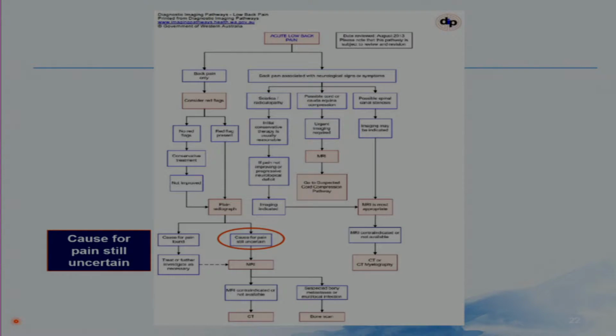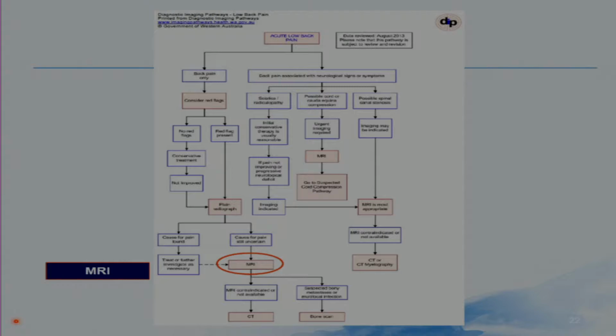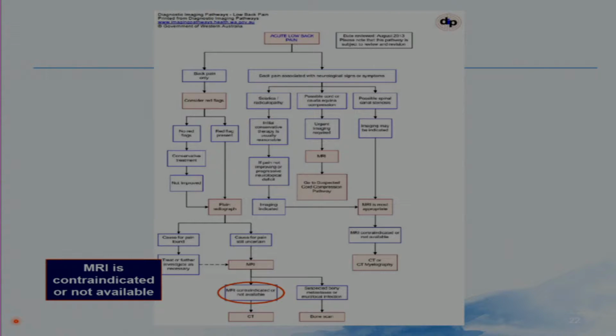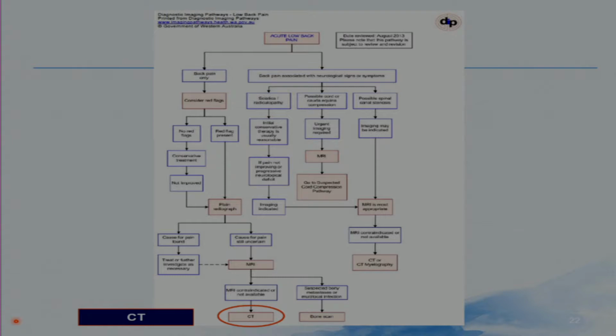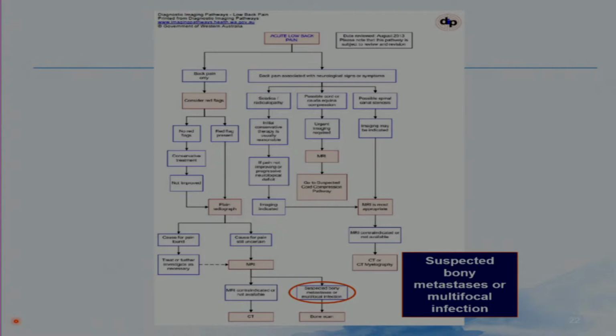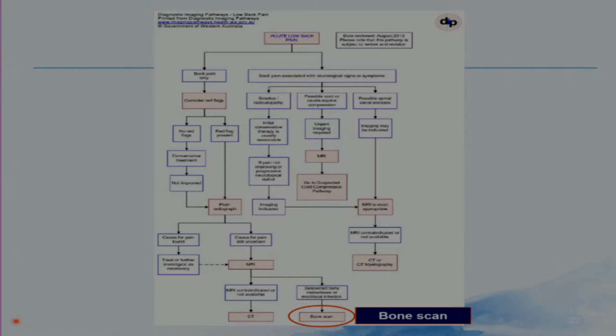If the cause for pain is still uncertain, you go for an MRI. And if the MRI is contraindicated or not available, you can go for a CT study. If we are suspecting bony mets or multifocal infection, we can go for a bone scan. Similarly, if there are neurological symptoms or signs, we can go through this path.